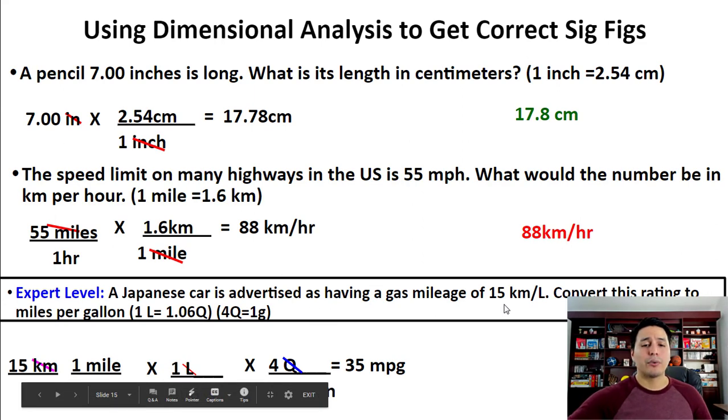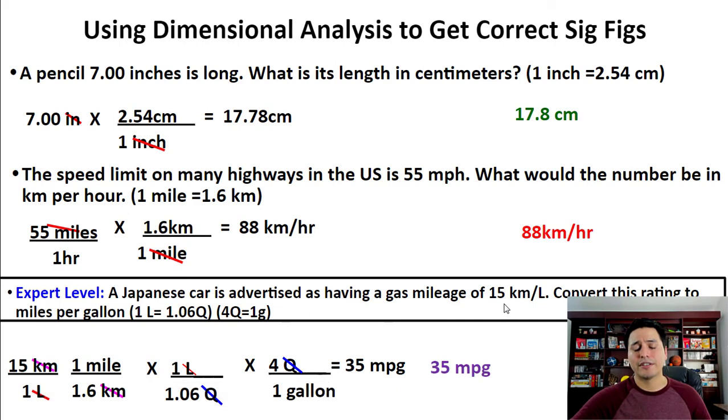Now, if we go back to our original answer, we only have 2 significant figures here, so our final answer should just contain 2. In this case, it does. So we're good at just 35.